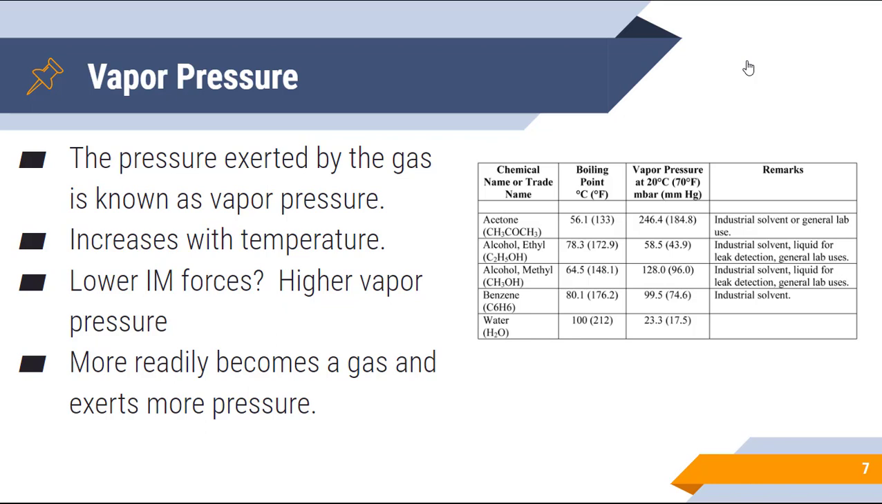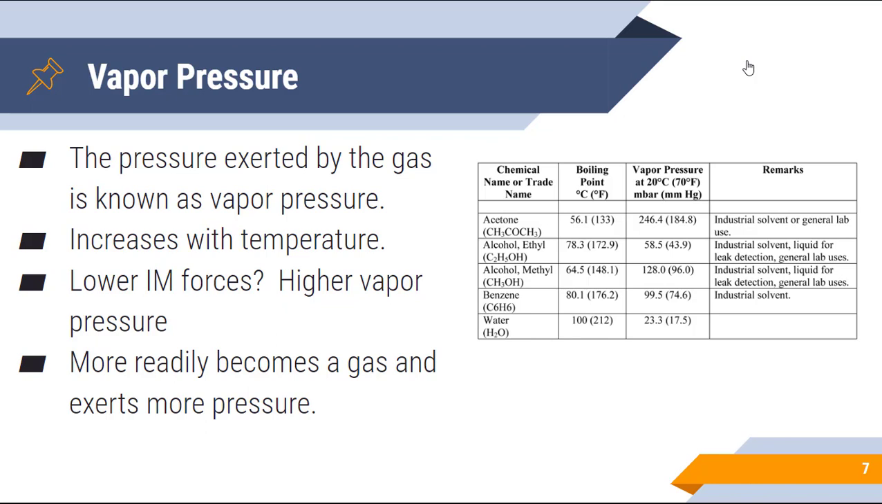Now, the amount of pressure that is present is based off of a couple of different factors. This increases with temperature, which makes sense because as the temperature increases, it gets closer to the boiling point, which means that molecules are going to be more readily evaporating. Higher kinetic energy inside of the molecules means that they're moving faster, and therefore they're more likely to transition from a liquid to a gas.